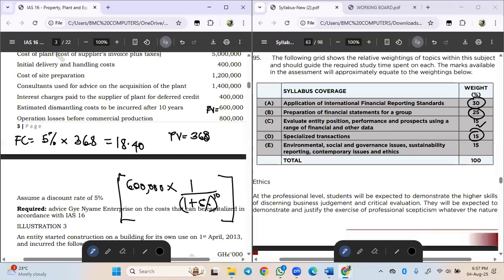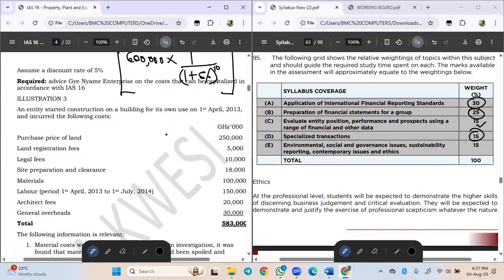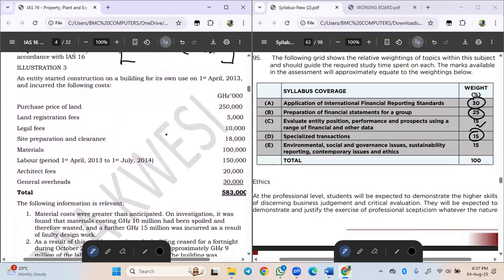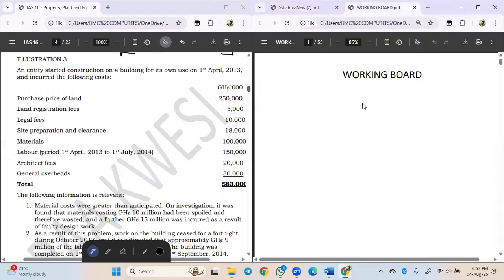Okay, the consolidation. So let's move on to the question, illustration 3. With this one, I will try and solve. Illustration 3. Please someone should read for me.